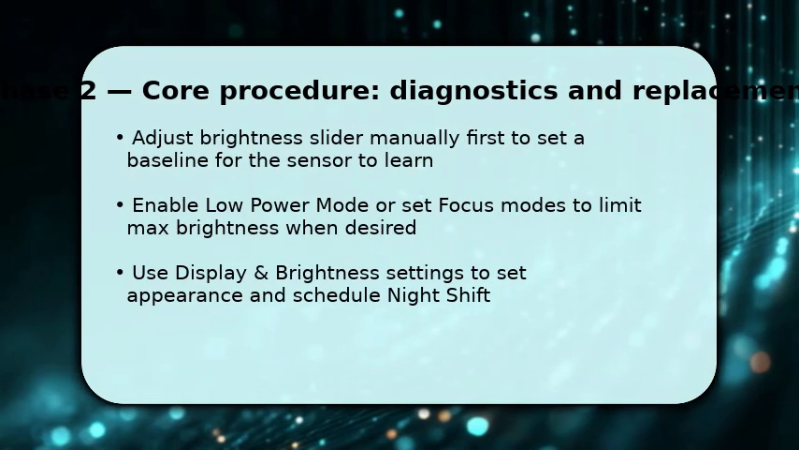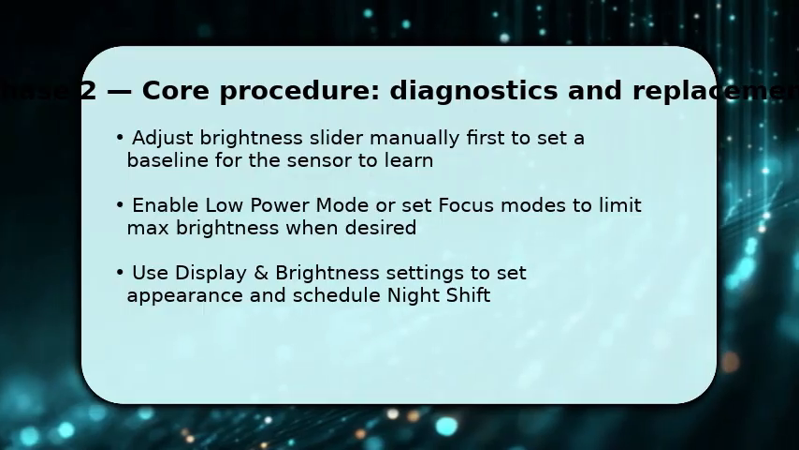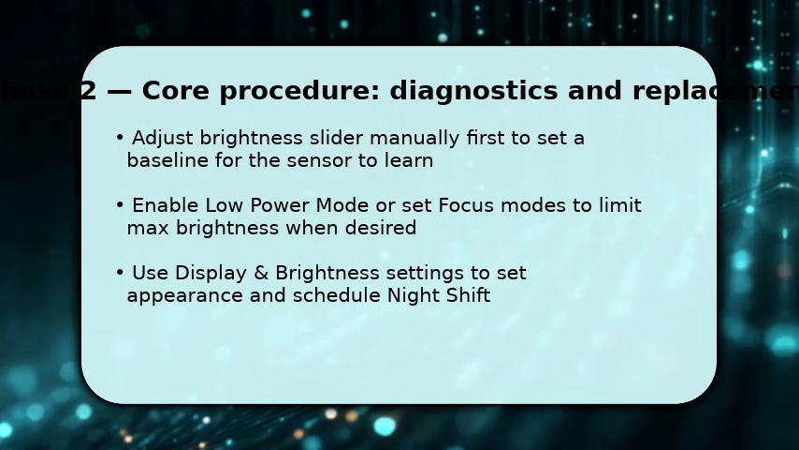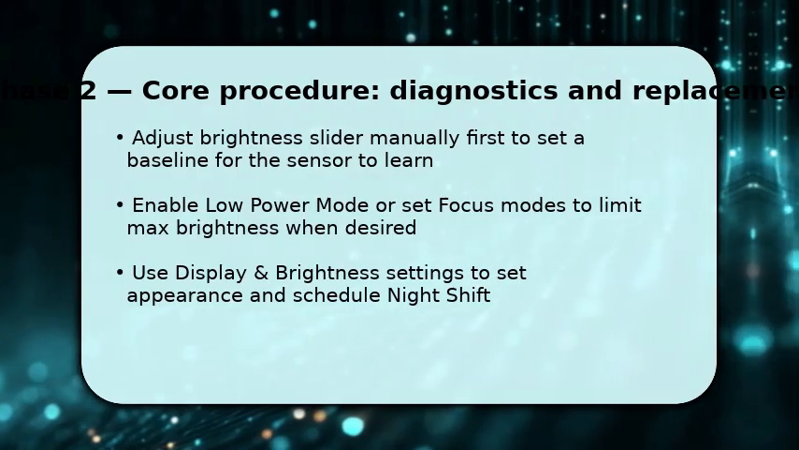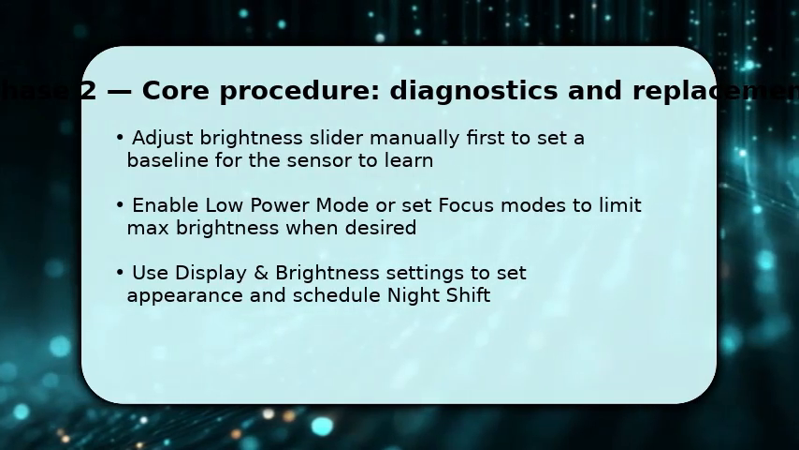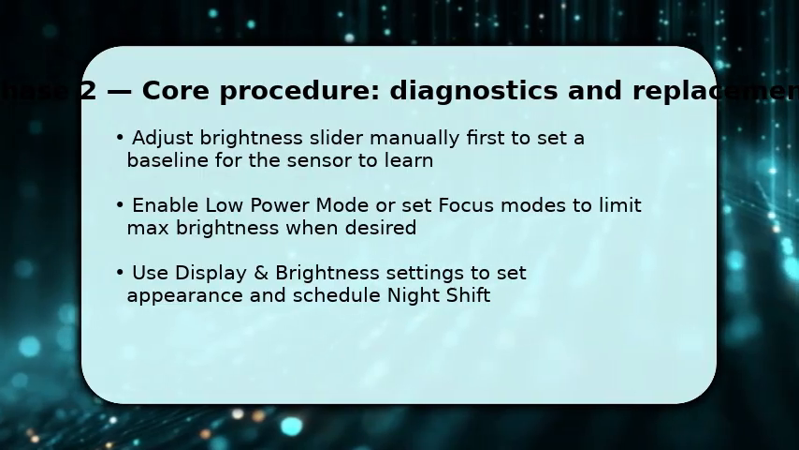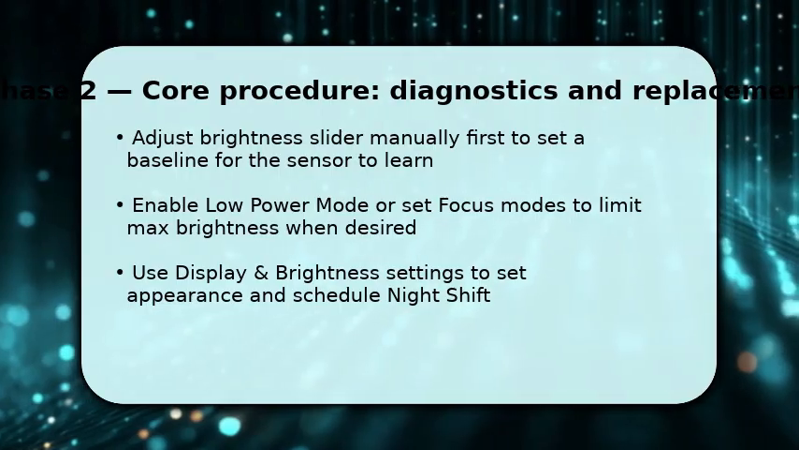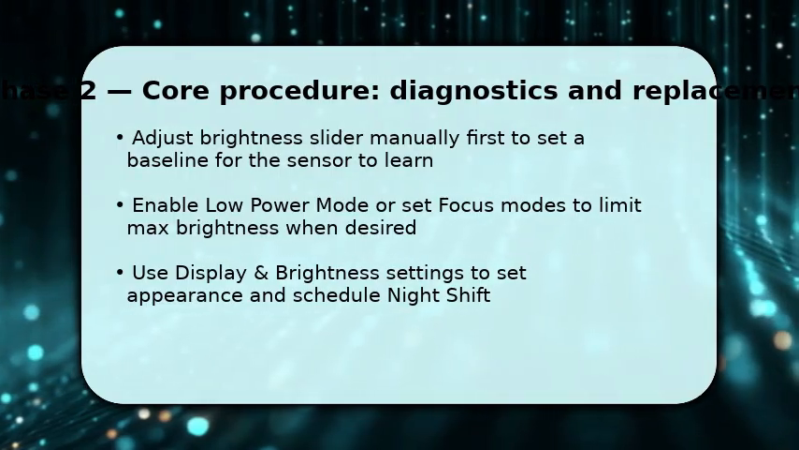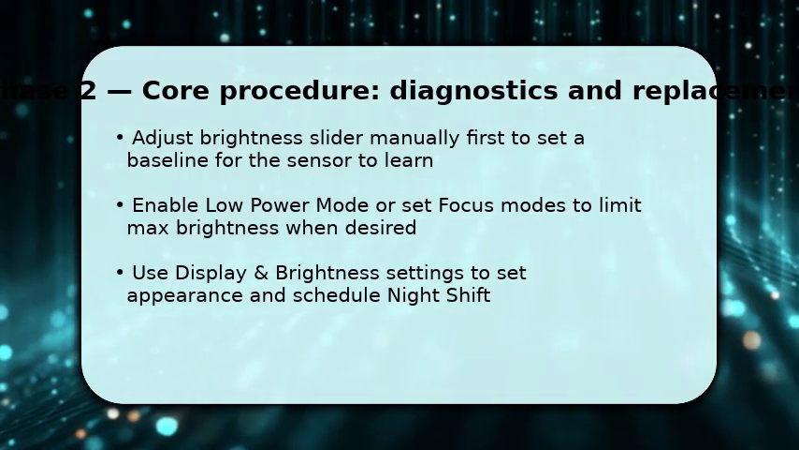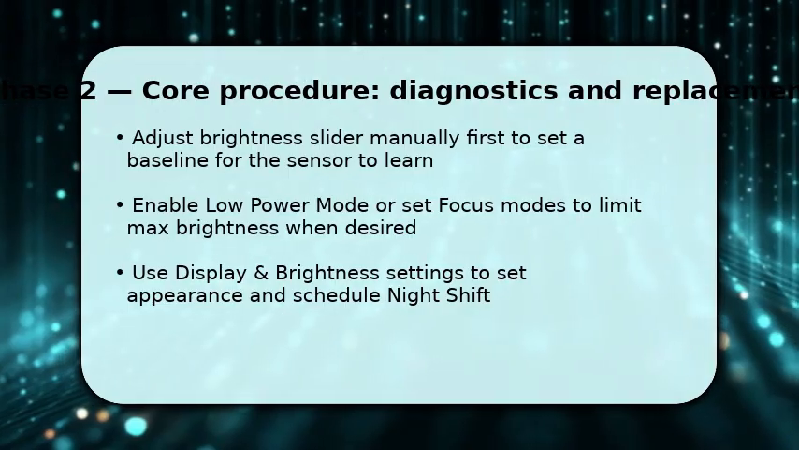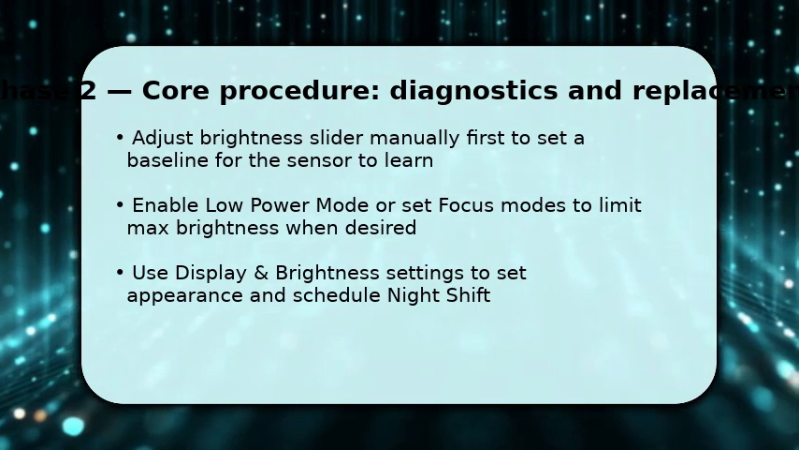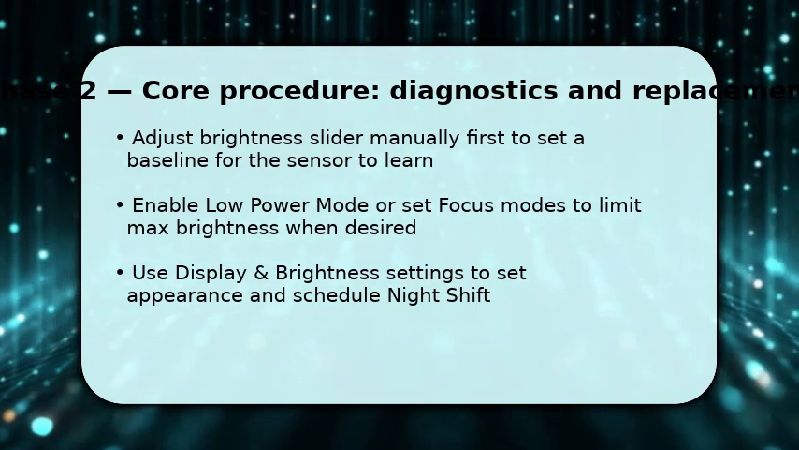Now calibrate the system. Set the brightness slider where it feels comfortable in typical light, because the ambient sensor adapts from that baseline. Then configure low power mode to cap peak brightness when battery is low, and use focus or do not disturb schedules to reduce screen intensity during work or sleep. Once you've scheduled night shift and set appearance, the phone will blend auto brightness with these modes, making changes predictable and preserving power. Finish by testing auto brightness across different environments.